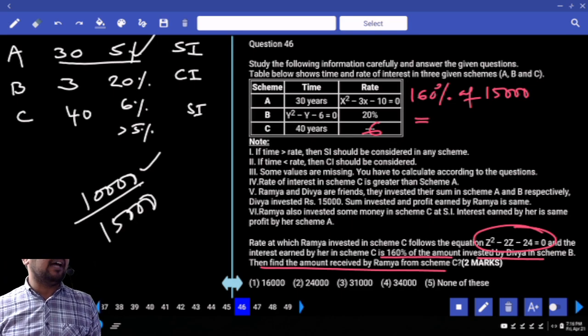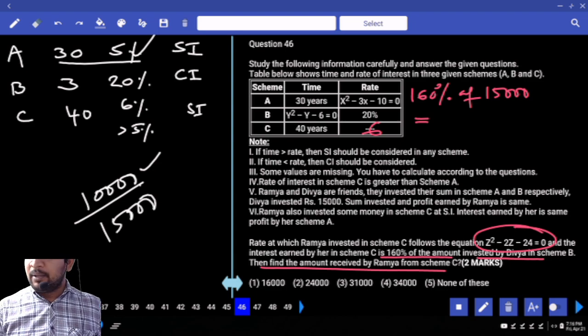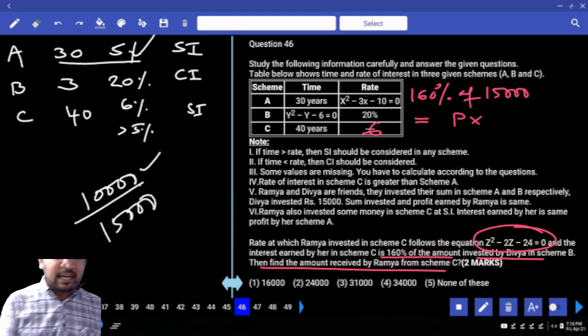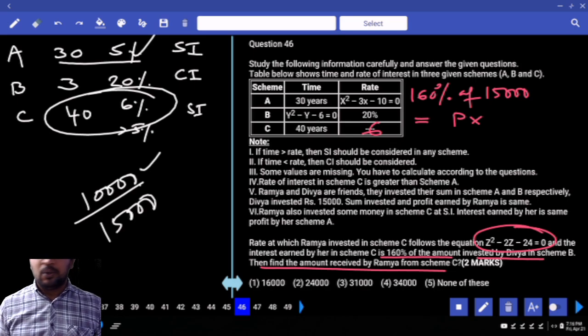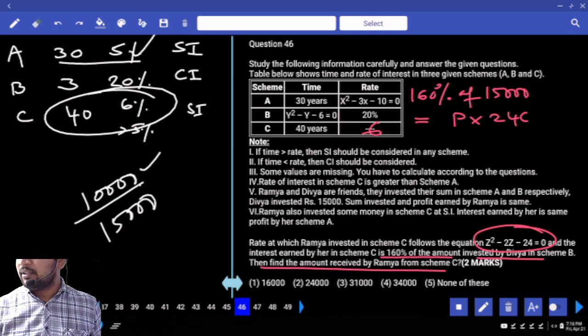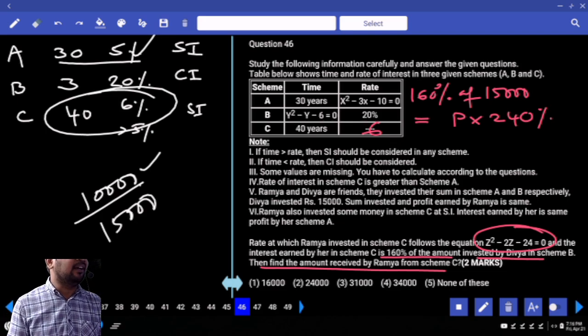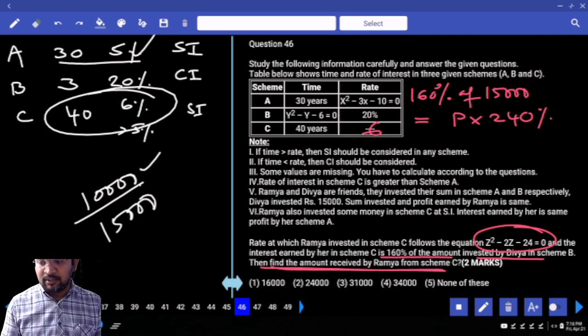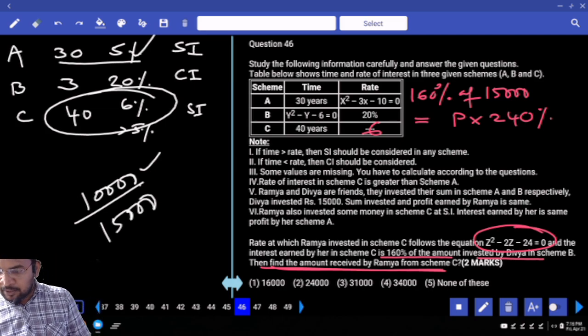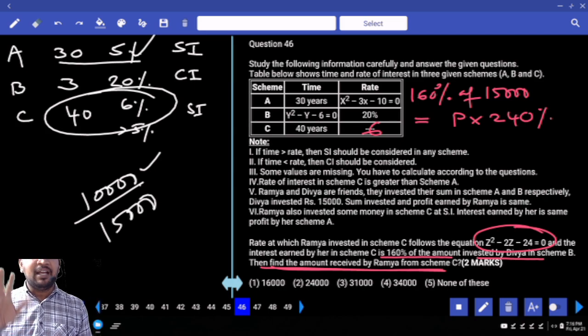We don't know the principal. So principal into rate of interest into time period is how much? 240%. Therefore, we can say confidently that 160% of 15,000 will be equivalent to 240% of P. Are you clear? So we need to find the P. Then we need to calculate the total amount. First of all, we need to get P, then after that we will get the amount.